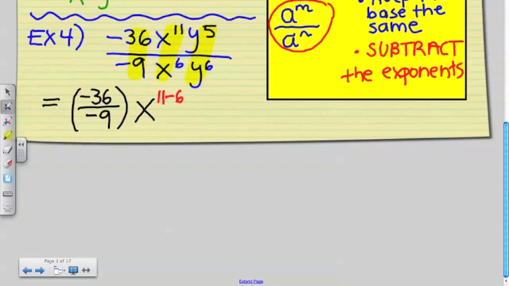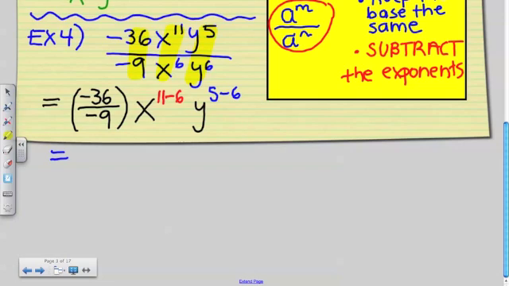Same thing with my y, keep the base the same. And for some reason, students tend to gravitate towards the biggest exponent first and write 6 minus 5. Don't make that mistake. Always start with your numerator, even if your numerator is smaller, and write 5 minus 6. Numerator, then subtract your denominator, okay? So what is negative 36 divided by negative 9 going to give me?